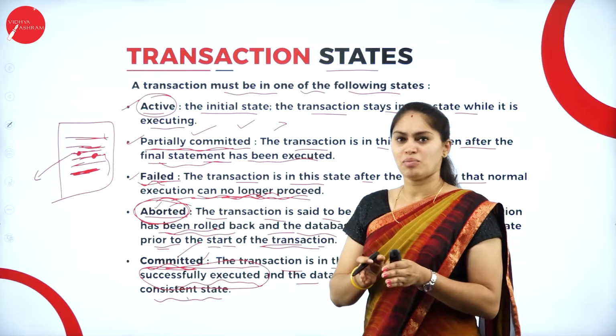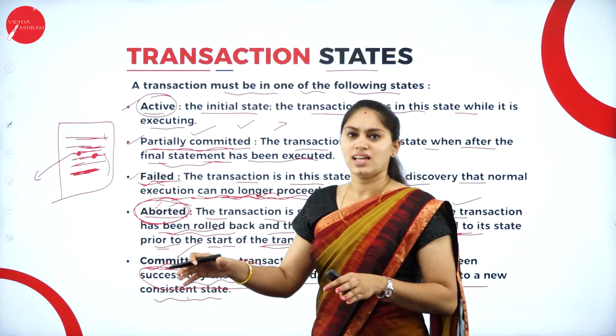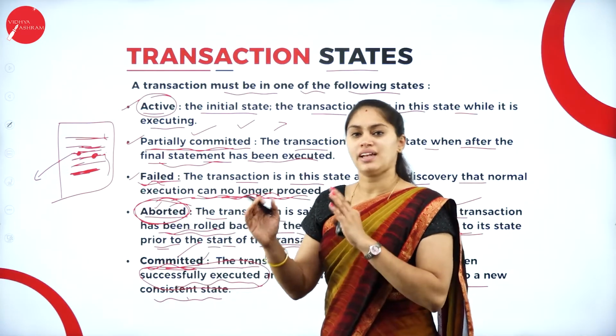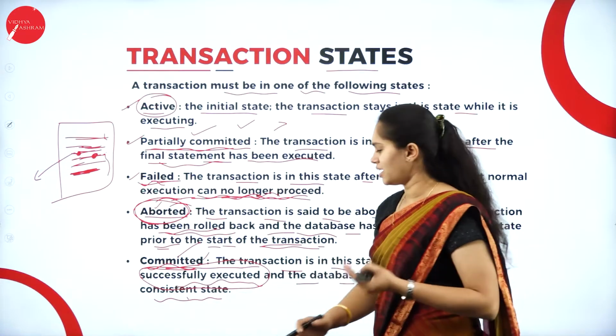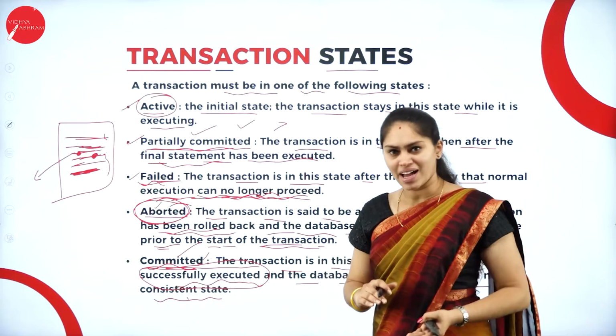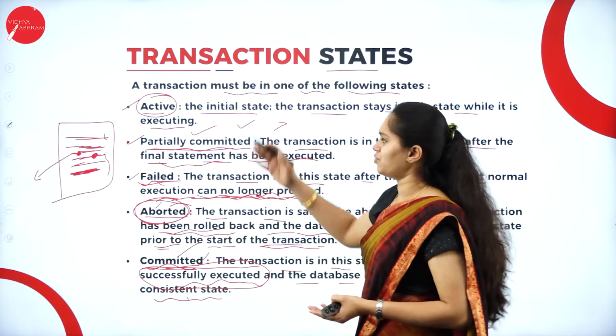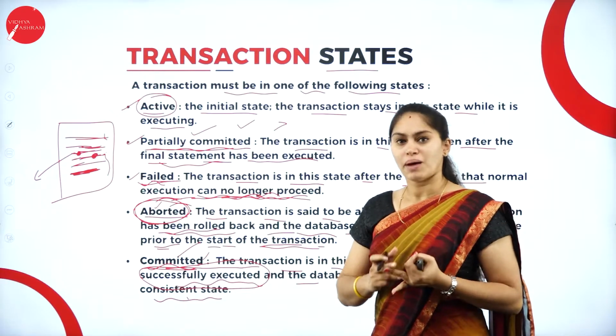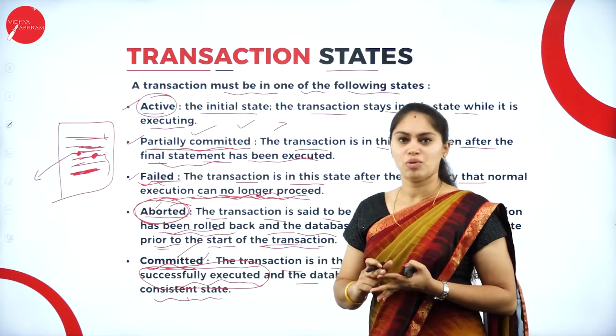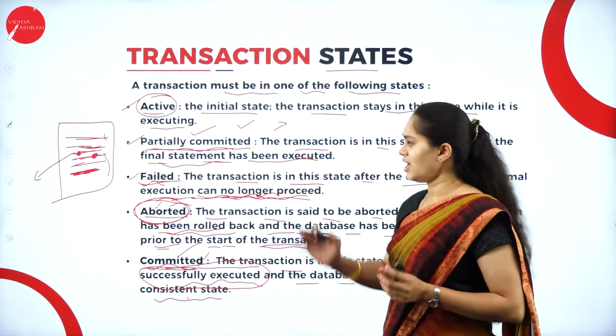Committed in the sense what? You have sent some amount from your account to another account. It has successfully reached the receiver without any interruption. That is what committed. Just imagine that example, then it will be easy for you to understand the stages of a transaction: active, partially committed, failed, aborted and committed. These are the stages.